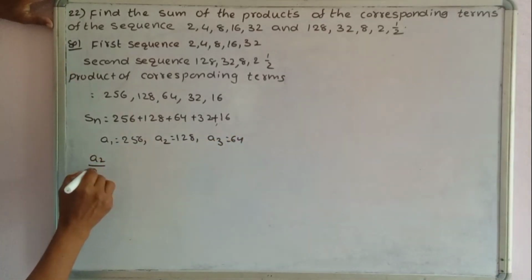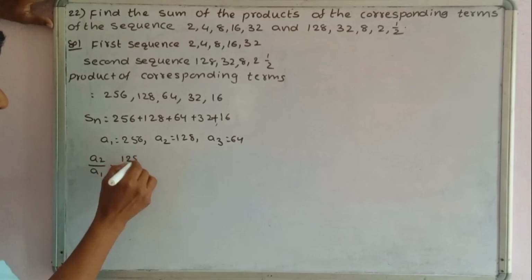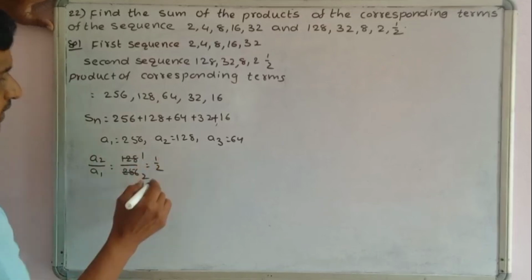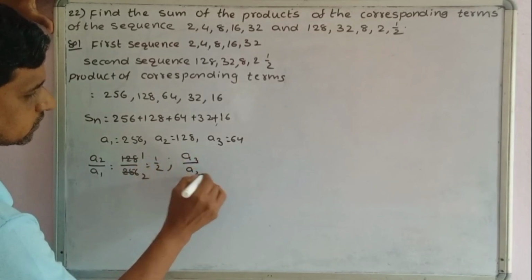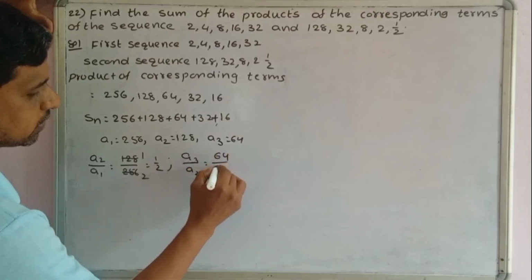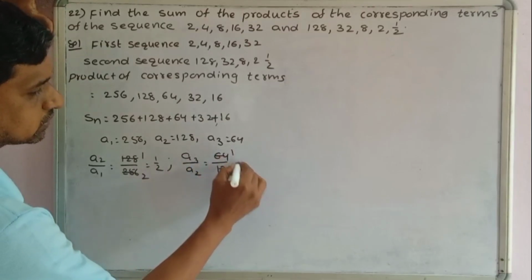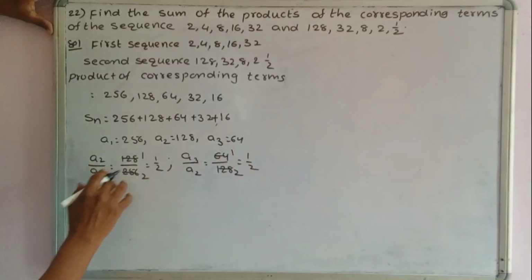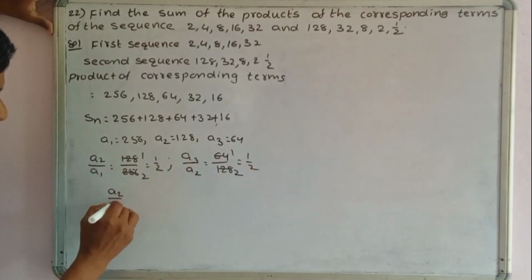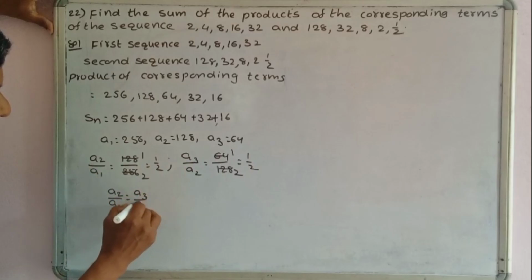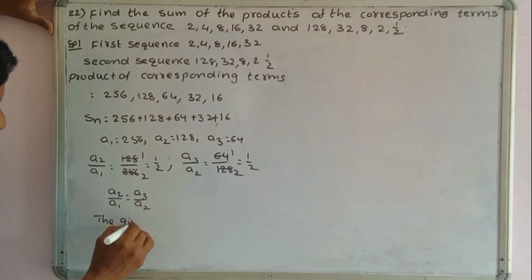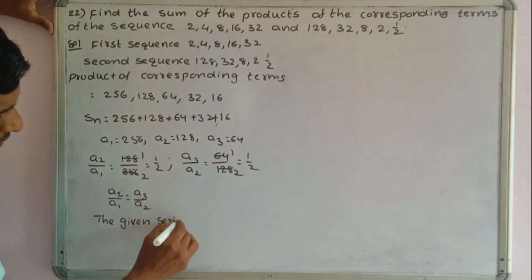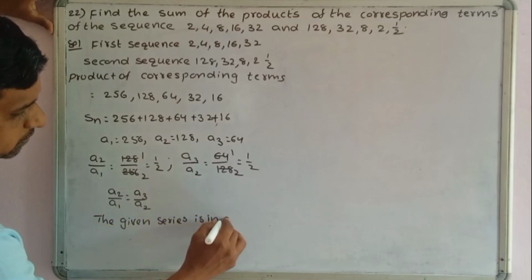Okay, find A2 by A1. What is the value of A2? 128 divided by 256, which is 1 by 2. Next, A3 by A2. A3 is 64, so 64 by 128, which is 1 by 2. Observe that A2 by A1 equals A3 by A2. So the given series is in GP.